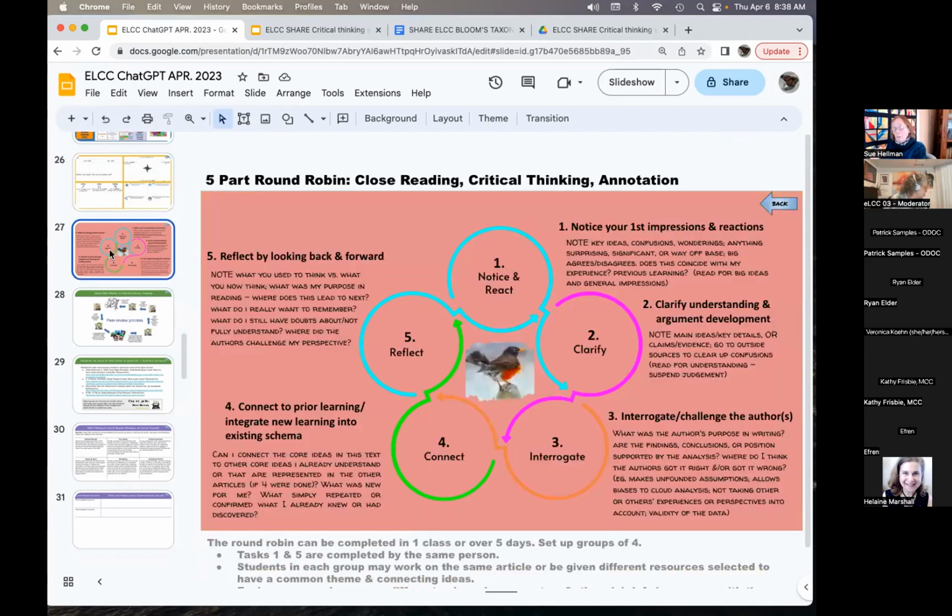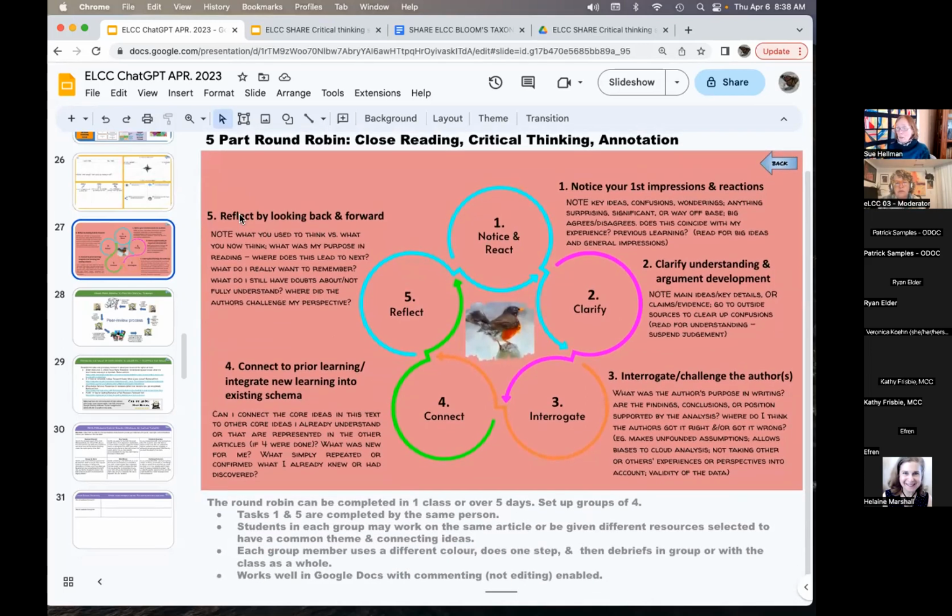The round robin is one that I made up, and I'd be interested in getting some feedback on whether you think it's useful. So the idea is that you would have a reading for the students in the group to work on, or a video or some kind of resource or activity. Tasks 1 and 5 are done by the same person. So I do the first impressions. I pass my sheet to the next person who does clarify and understanding, and it goes around, and different people do different stages, and I get back all this input from other people, and then I can reflect, I can think forward and back.